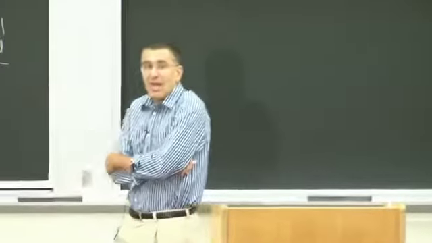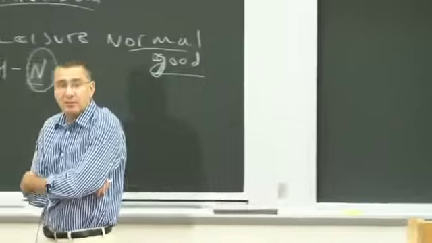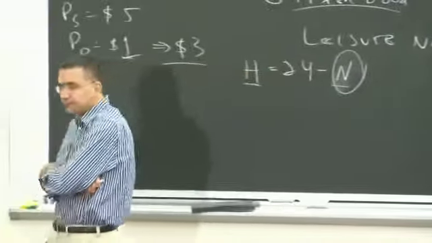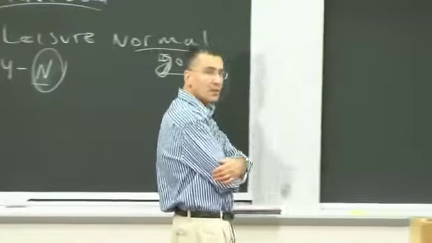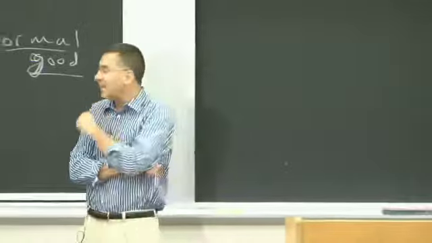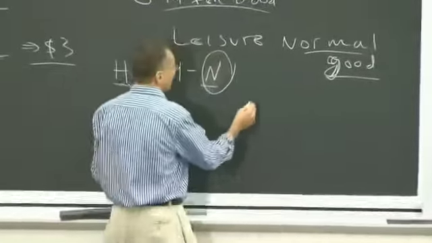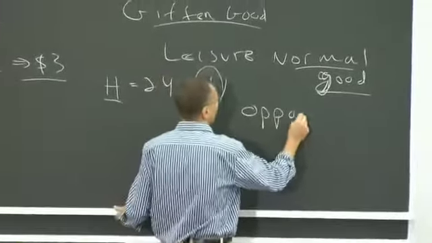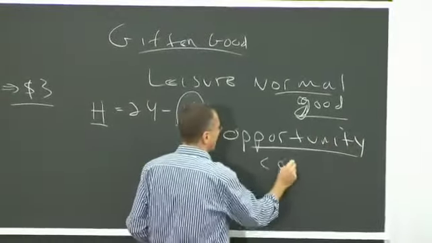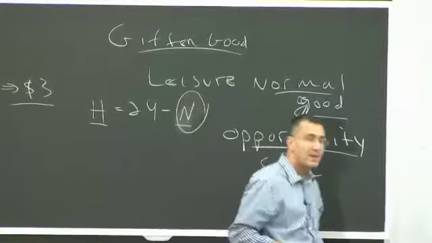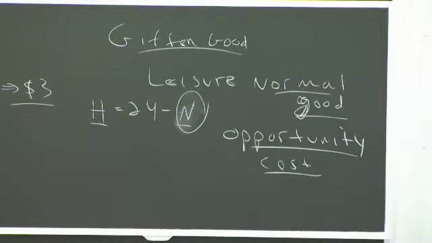Wage. The wage. Why? Because for every hour you take having leisure, you are effectively losing money that you could gain by work. Exactly. The key is the economic concept of opportunity cost, which we've talked about and we'll continue to talk about this semester. Opportunity cost. By not working, you are forgoing earning a wage. So that is the price of leisure.